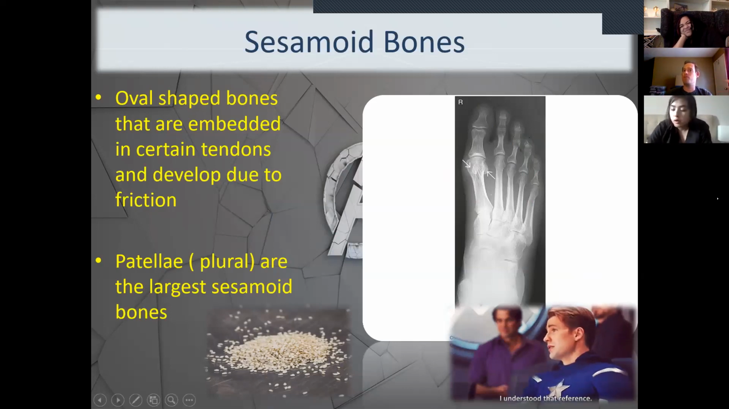You will see them on different parts of the body because they do develop as a response to friction, where we have a lot of friction. So especially in the feet and the hands, people will develop sesamoid bones.